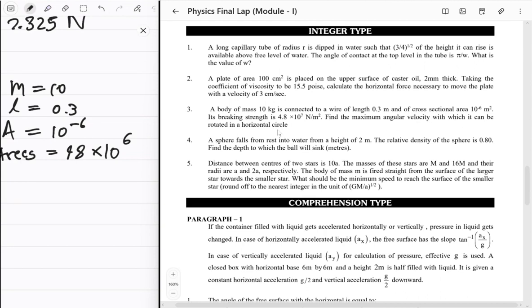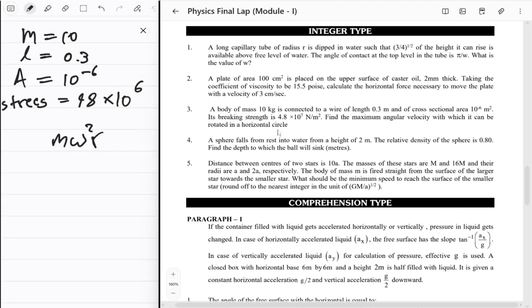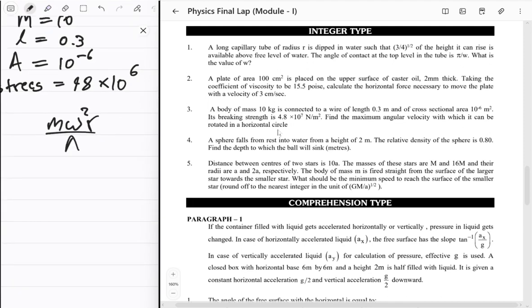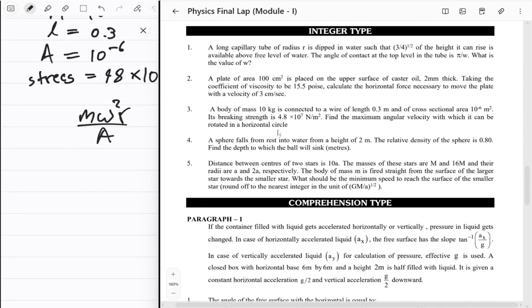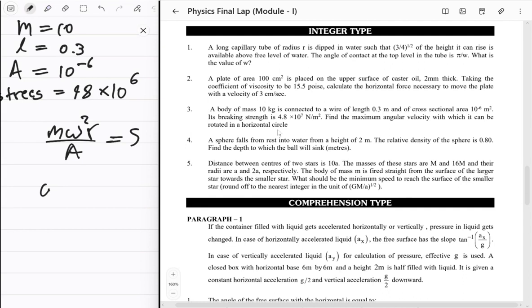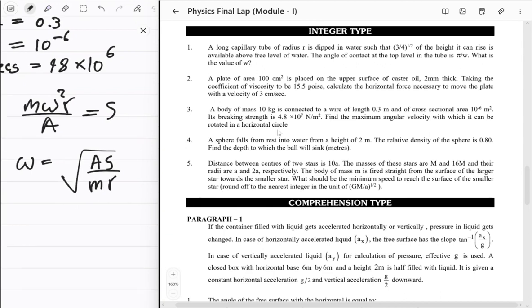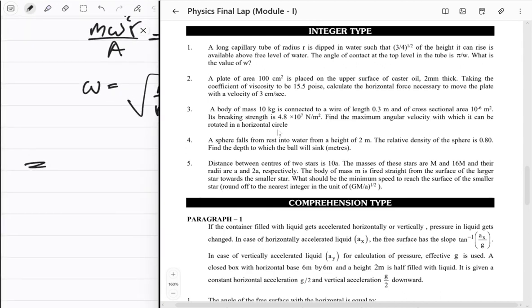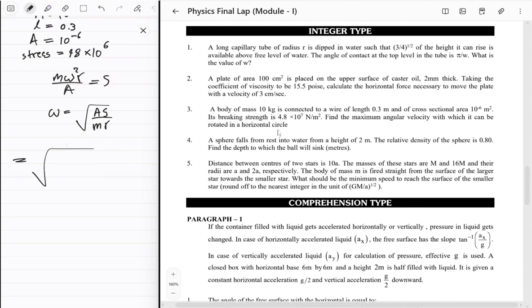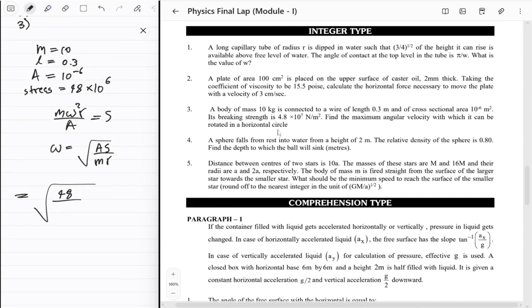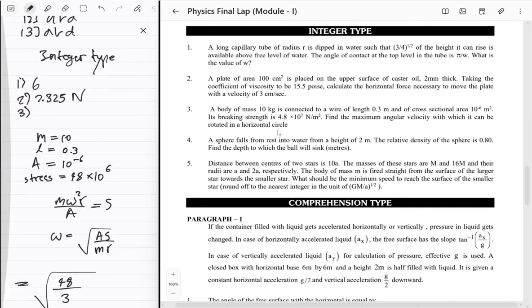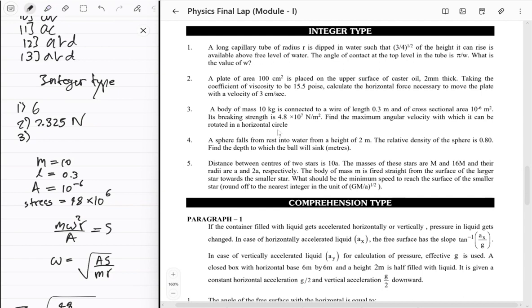So how much tension can it take? Like m omega square r is the tension, that thing upon area is equal to the stress, right? Let me call it s. So omega will just be the square root of A times s upon m times r, right? Let's figure it out. So A is 10 power negative 6 times this thing, 48 basically, upon m times r, and r is just l basically. So there we go, the square root of 16 is going to be 4. 4 is the answer, in radian per second.